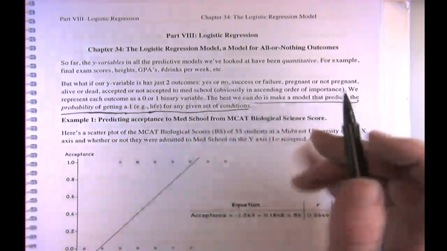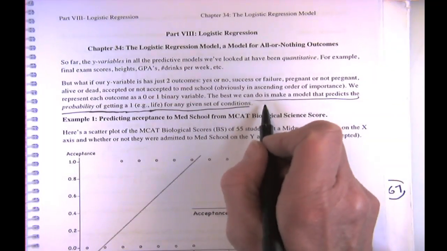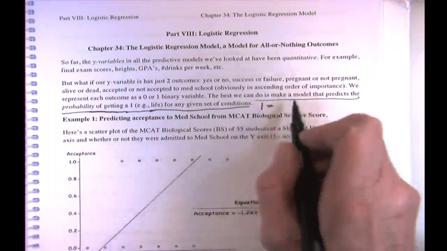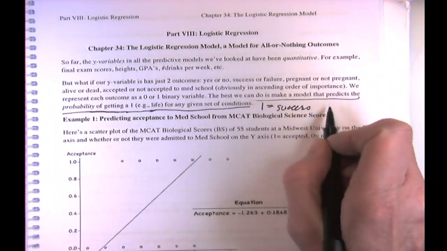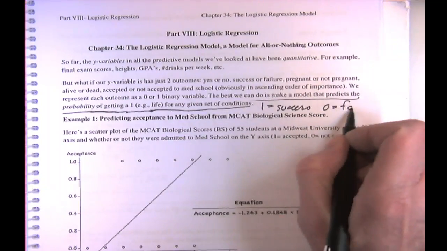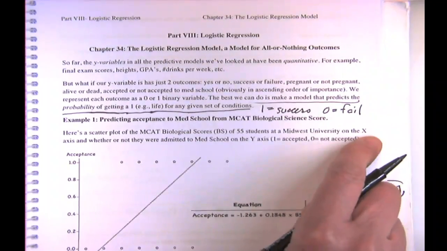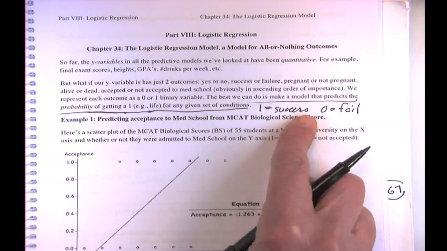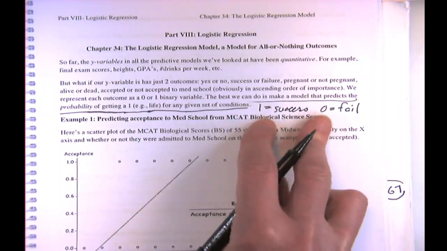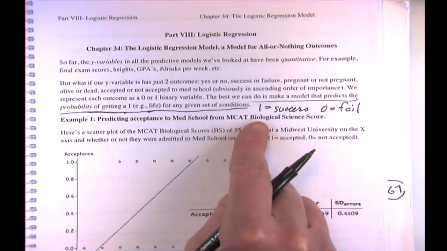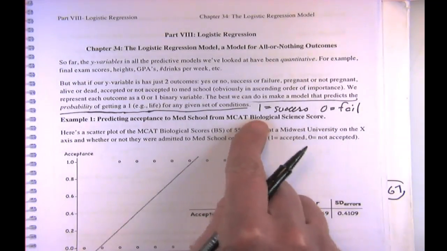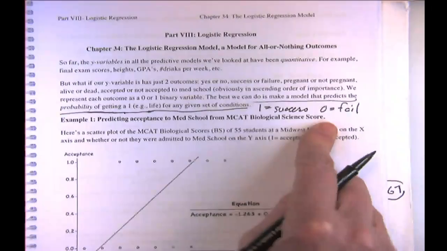So it's a 0-1 variable, and 1 you could say is success, and you could say 0 is failure. But success doesn't necessarily have to be a good thing. It's just a binary variable. You can code them either way. Like the probability of death, you could code death as 1, and not dying as 0.